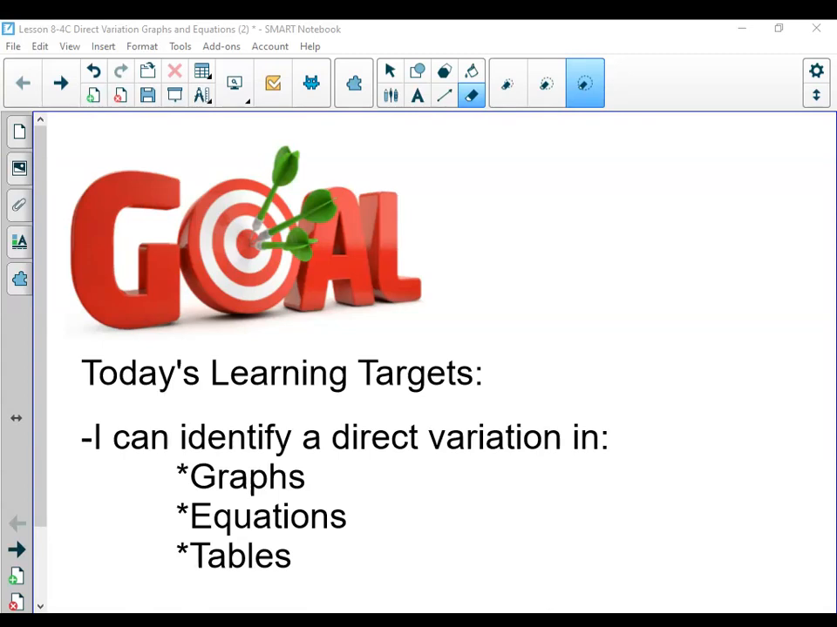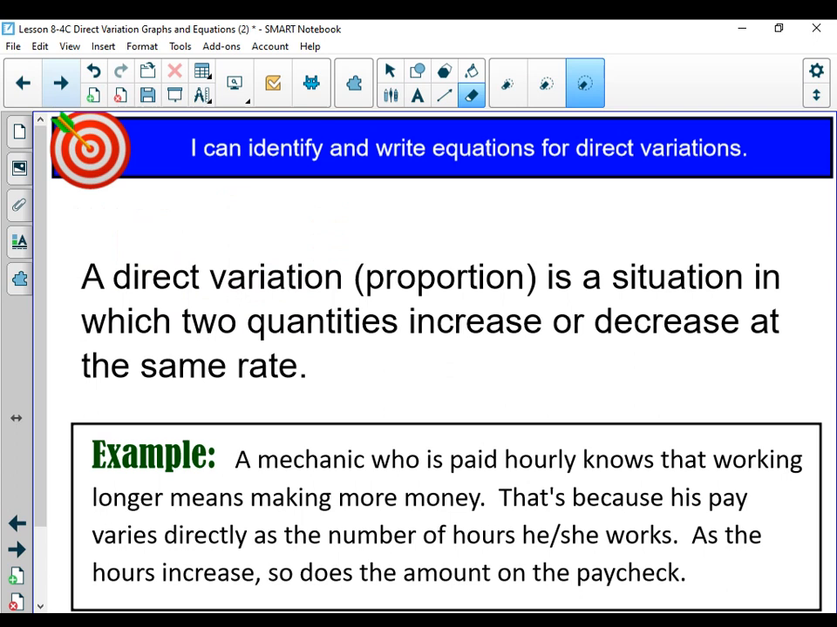So, our learning target: I can identify direct variation, and there are going to be 3 ways that we're going to look at: graphs, equations, and tables. So to start with, let's try to figure out what direct variation is.